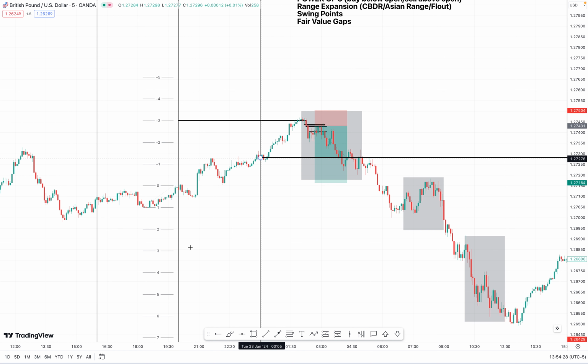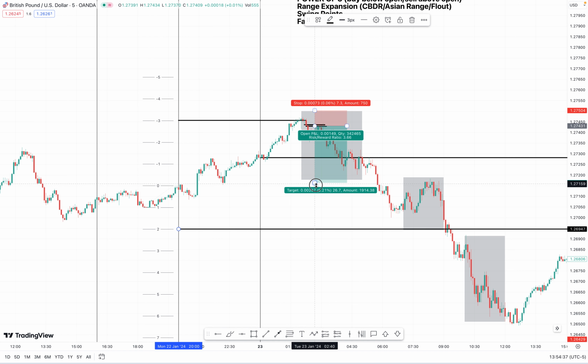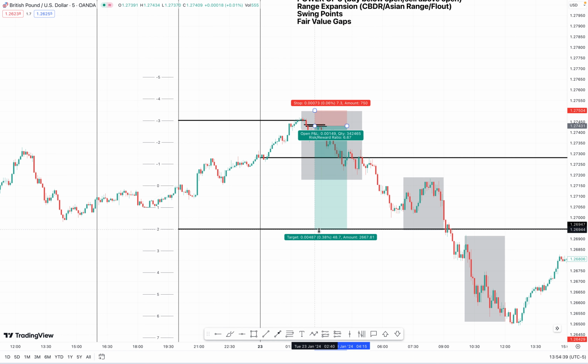So you have to wait, and now it gets juicy because you're looking at these projections plus low of the day. So this will be your first target, and look how low that is. That'll be your first target. 48 pips. First target, right?